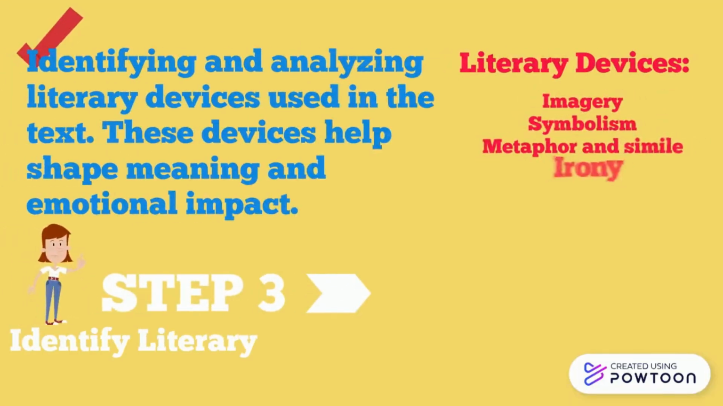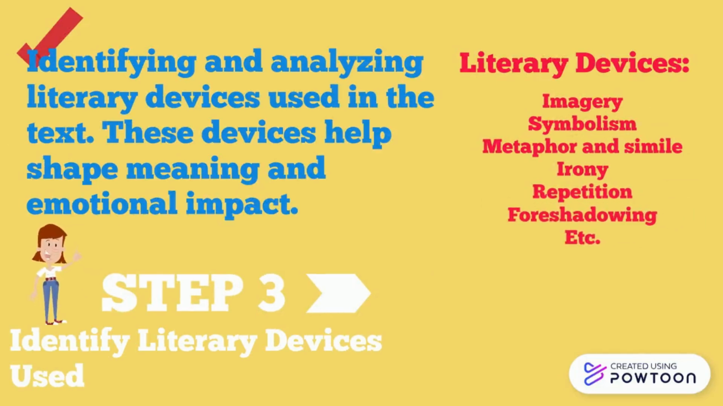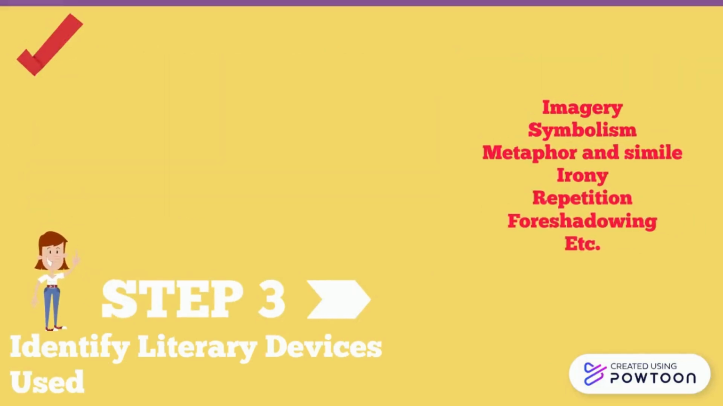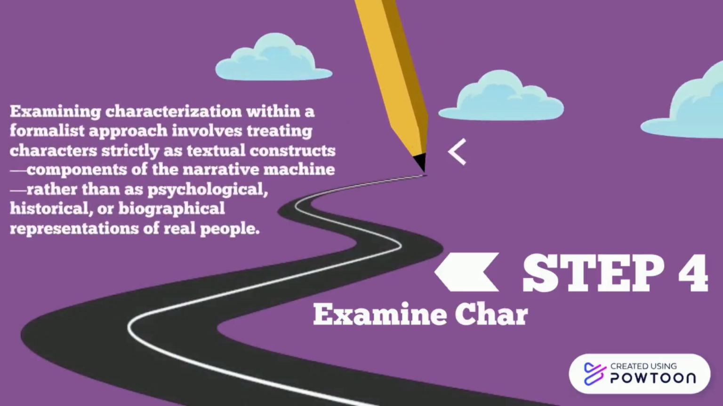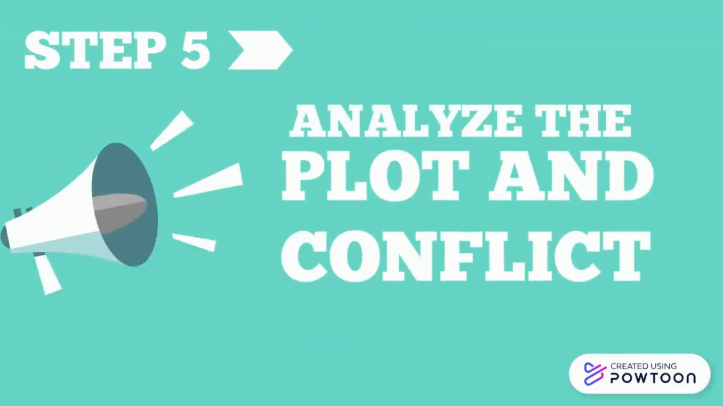Step 3. Identify the literary devices used. These devices help shape the meaning and the emotional impact of the literary text. Step 4. This involves treating characters strictly as textual components of the narrative text. Step 5. Analyze the plot and the conflict.